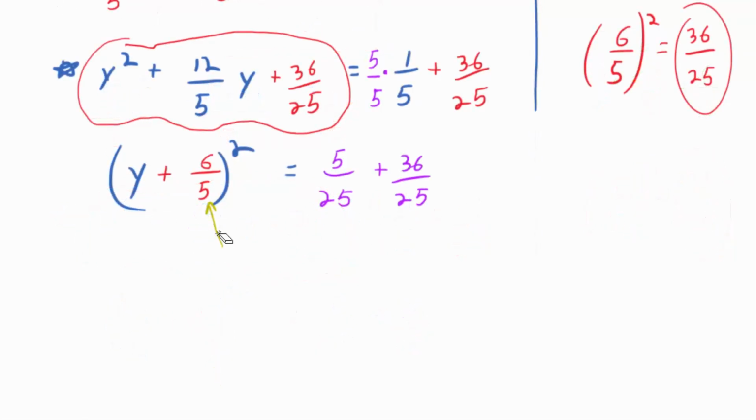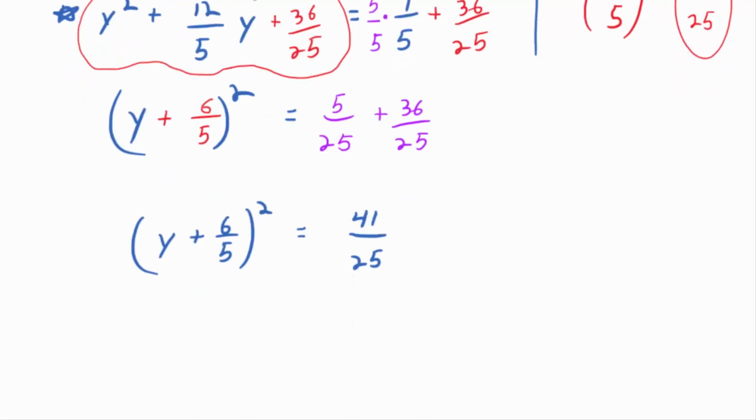Before you solve by taking roots, you've got to simplify. So what's 5/25 plus 36/25? So 41/25. And then we have y plus 6/5 quantity squared still on the left side. So what's the technique? You solve by taking roots. Square root both sides. What do you remember in front of the square root? Plus or minus.